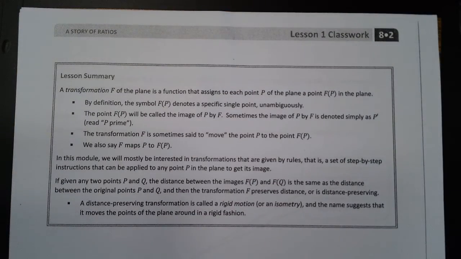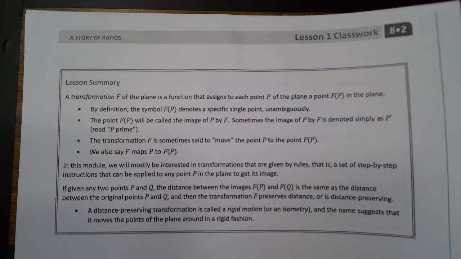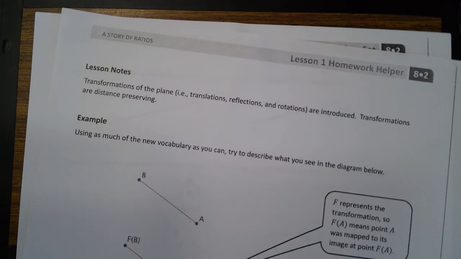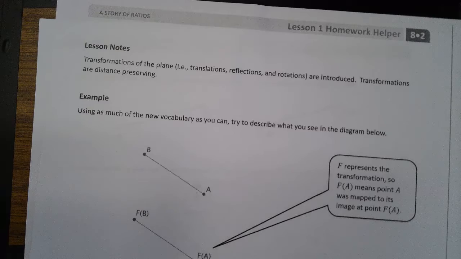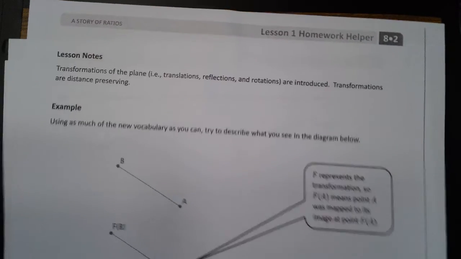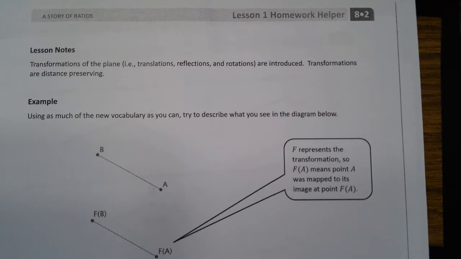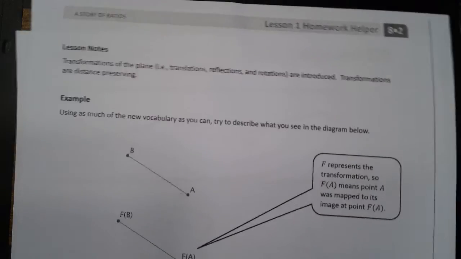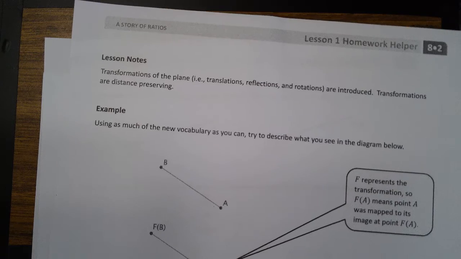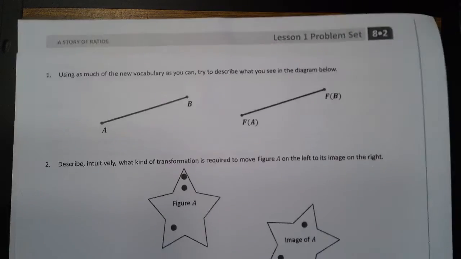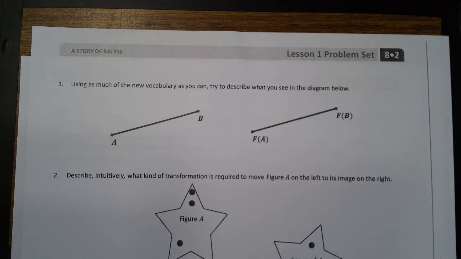Next page is a little bit of a summary of the lesson. The page after that is your homework helper. Well, actually, I think the page after that was the exit ticket, but I'm skipping the exit ticket for right now. You're going to do the exit ticket later. So put the exit ticket aside. You're going to need it after you do the problem set, because here is the problem set. We're going to do the problem set before the exit ticket.